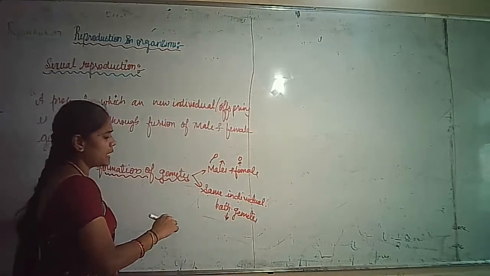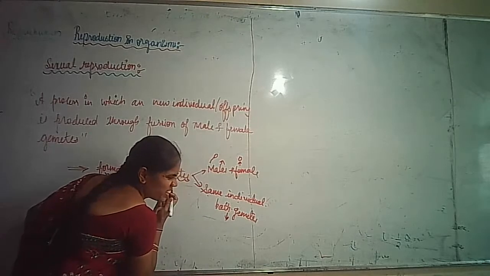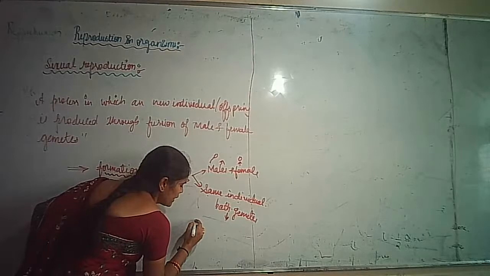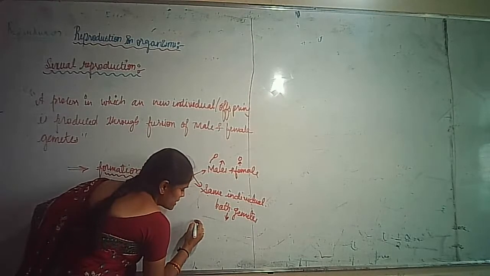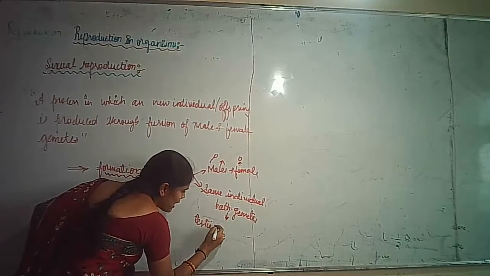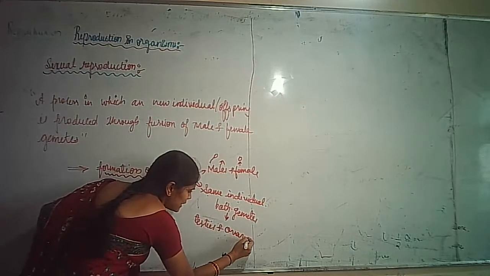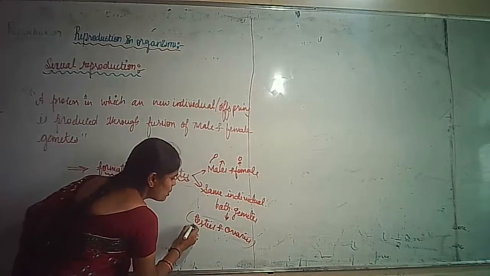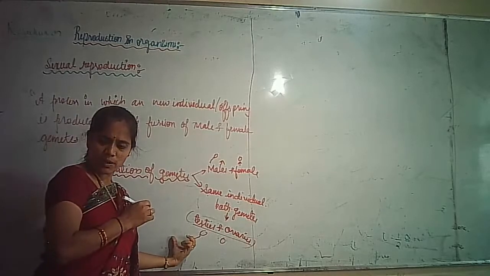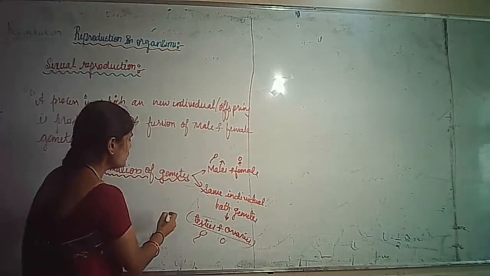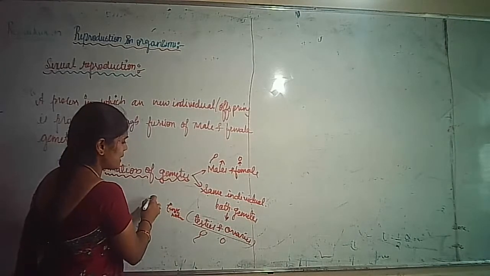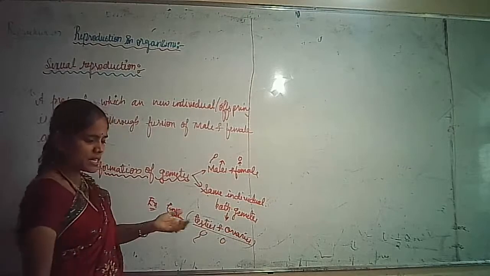For example, in the earthworm, the same individual we can call bisexual. Both the sexes are present in the same organism. Testes are also there, and ovaries are also present in the earthworm. So both sperm and ovum are produced by only one individual. Example, in the earthworm. This is one example I have given you from the study.